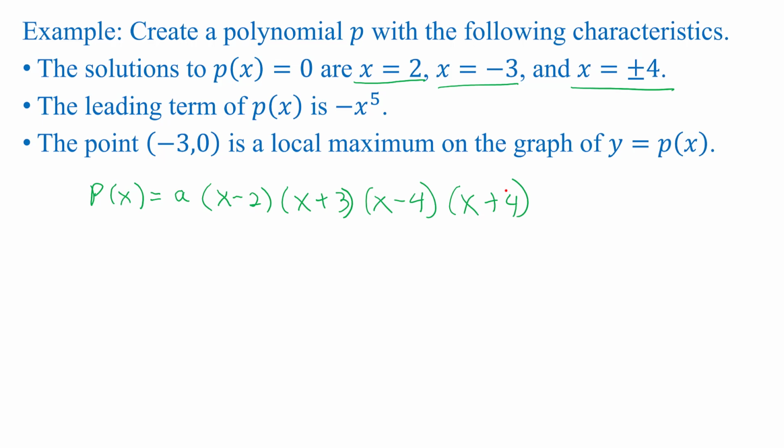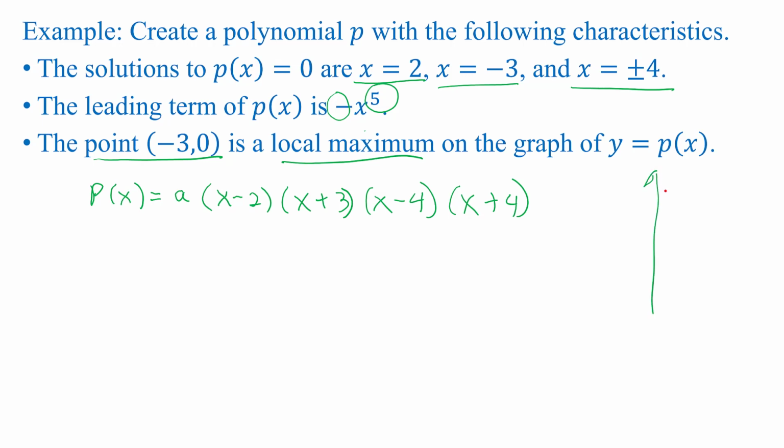The next thing we're told is that the leading term is negative x to the 5th. I'll take care of the negative in just a minute, but for now, let's look at that 5th power. At this moment, we would only have the 4th power on p of x if you look at it. To get that 5th power, we're going to use the fact that the point (negative 3, 0) is a local maximum on the graph of y equals p of x.